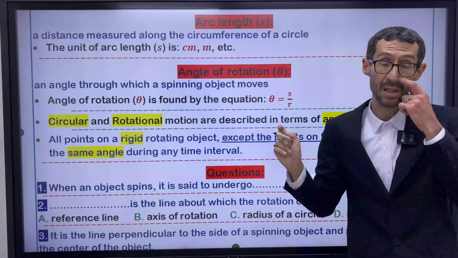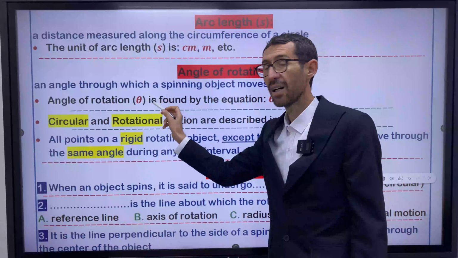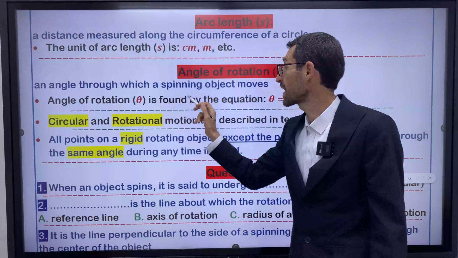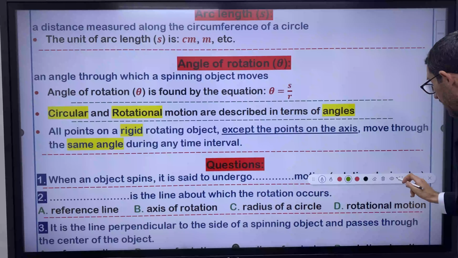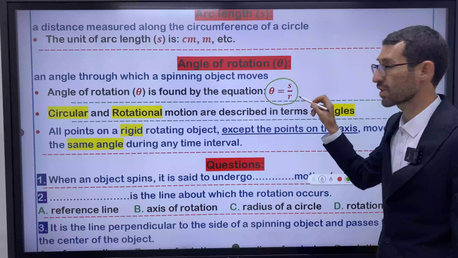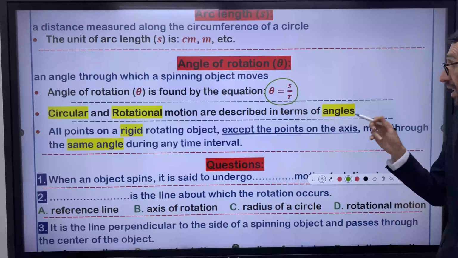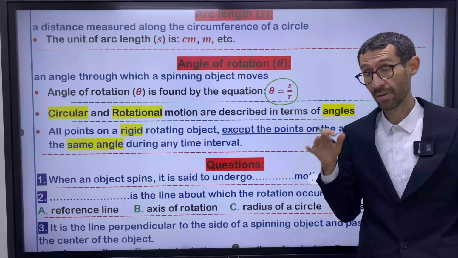It's an angle through which the spinning object moves. Or angle of rotation, theta, we denote it as theta, is found by the equation. So this is the equation. This is the first equation of our textbook, actually. This is the first equation for grade 12, the first one.